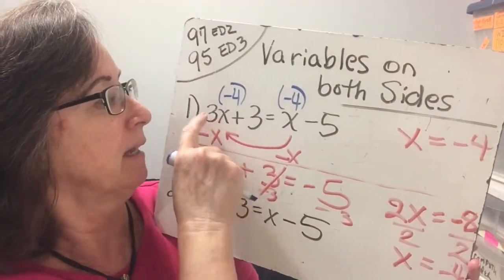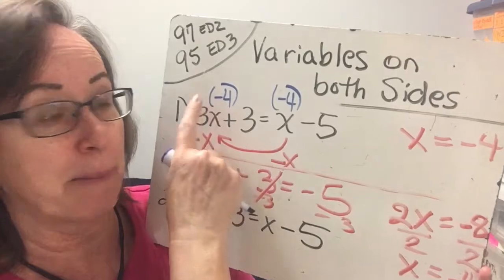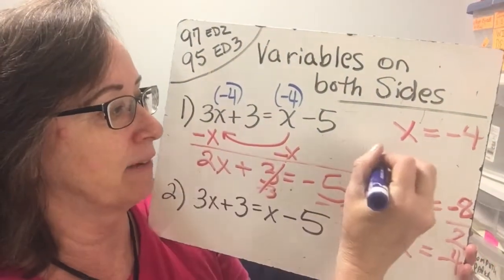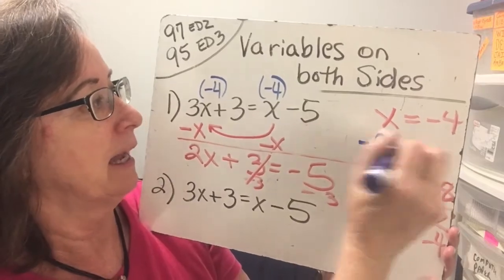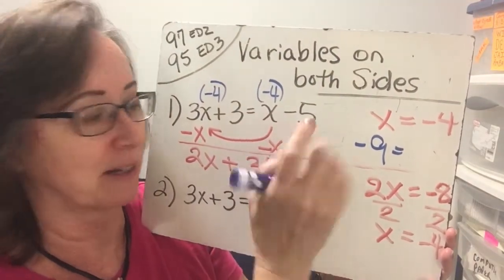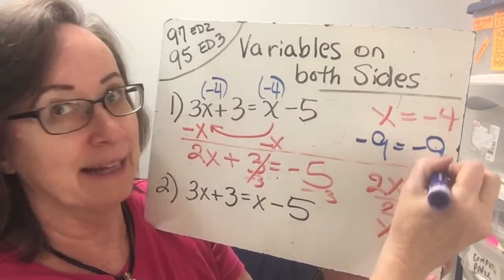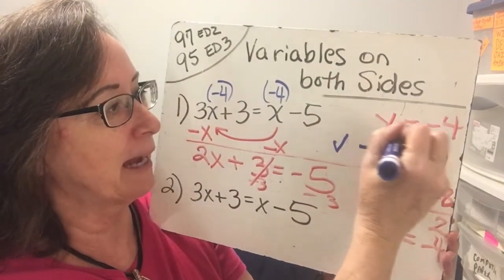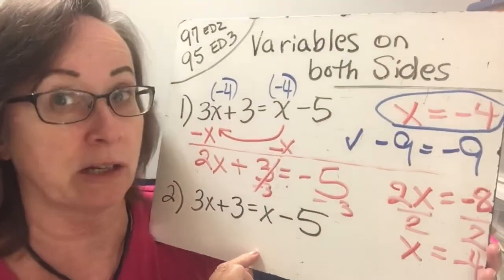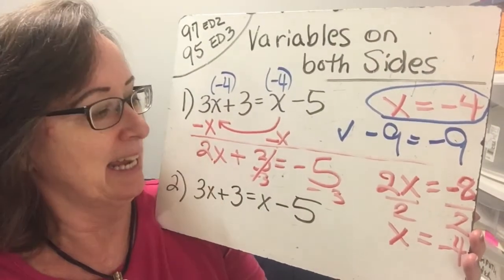On this side, we have multiplication has to happen first. Negative 12 plus 3 is a negative 9. And then on the other side, we have a negative 4 minus 5 is also a negative 9. And it checks. So x is equal to negative 4 is the correct answer to the problem. Remember, we should always be able to plug it back in and have it work.